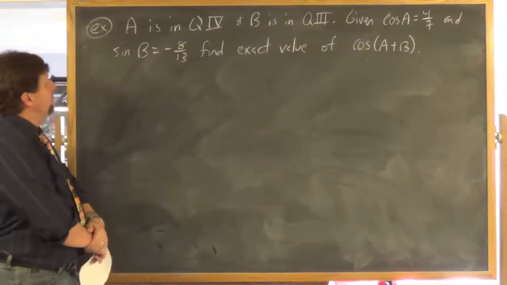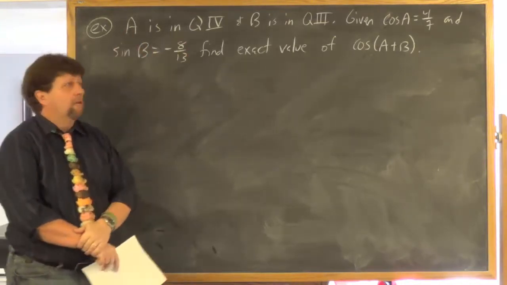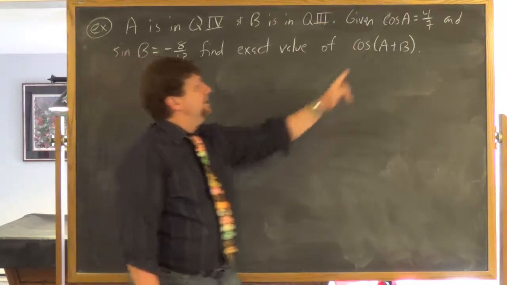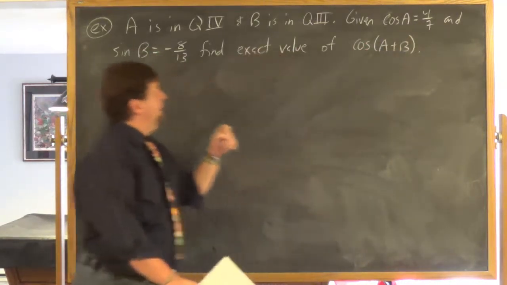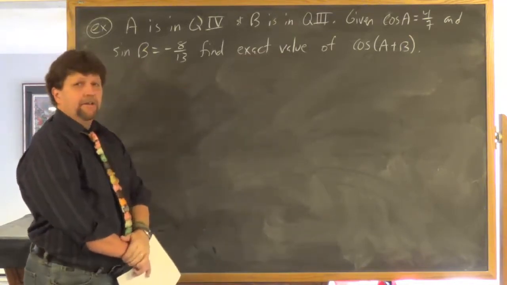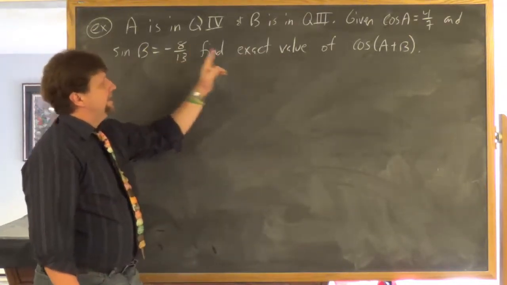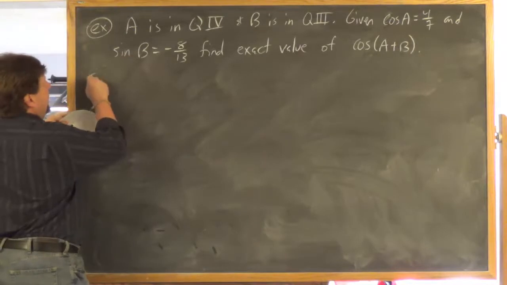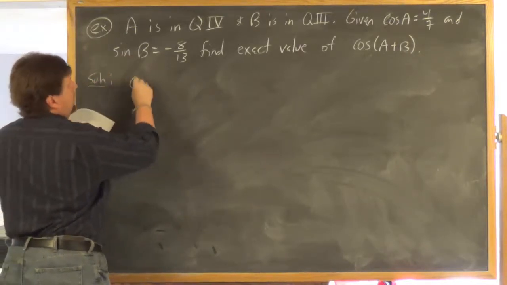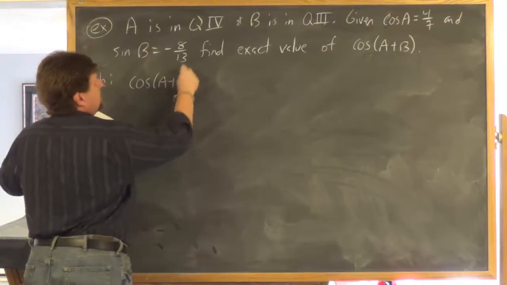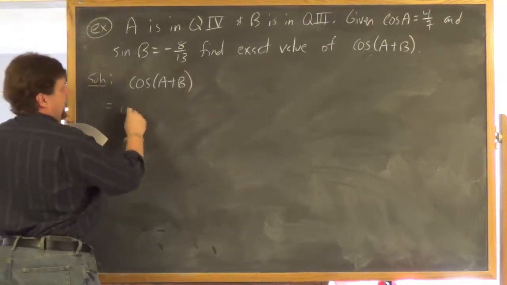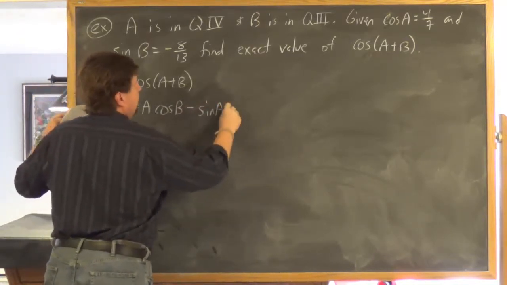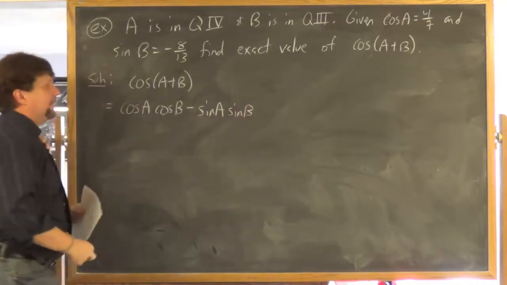Alright folks, in this example, let's say we're told angle A is in quadrant 4, angle B is in quadrant 3. We're also given that the cosine of A is 4/7 and the sine of B is negative 8/13, and we're asked to find the exact value of cosine A plus B. We know the identity for that. That's cosine of A times cosine of B minus the sine of A times the sine of B.